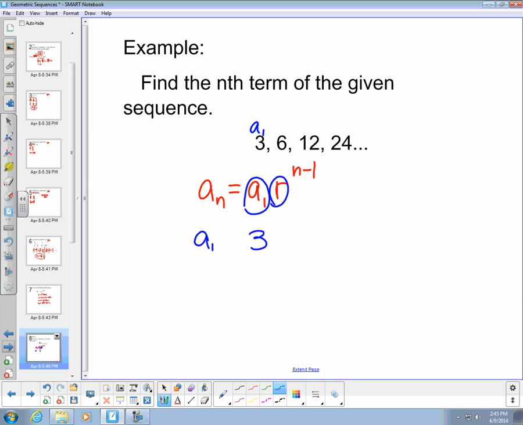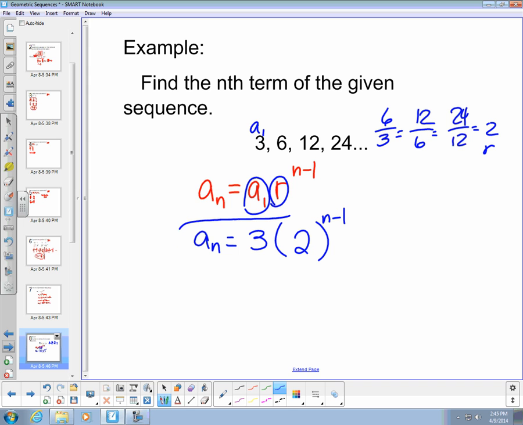So I would have a sub n equals 3 times r to the n minus 1. r is our common ratio. So if we take our terms and we divide 6 over 3, or 12 over 6, or 24 over 12, all of those will reduce to 2. So 2 is my common ratio. And this is our equation to find the nth term. So we're going to stop there.